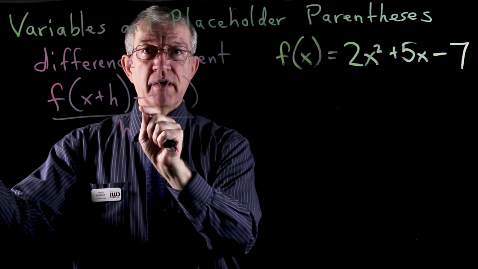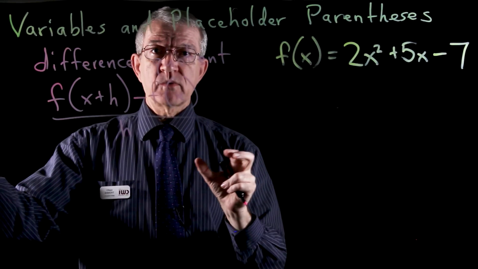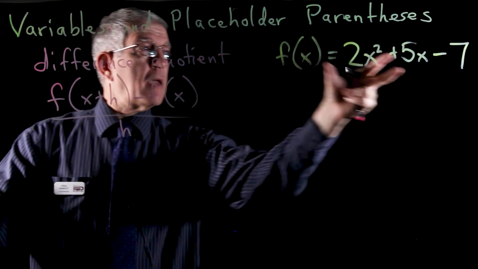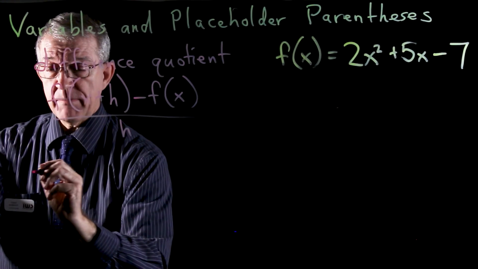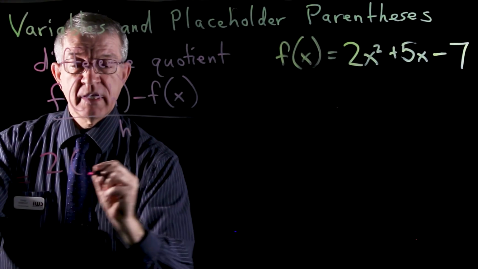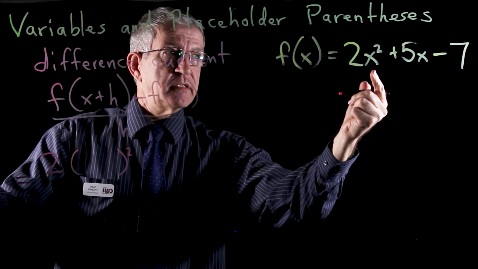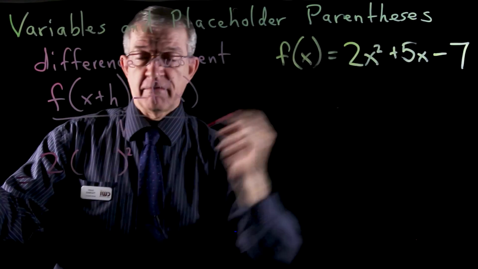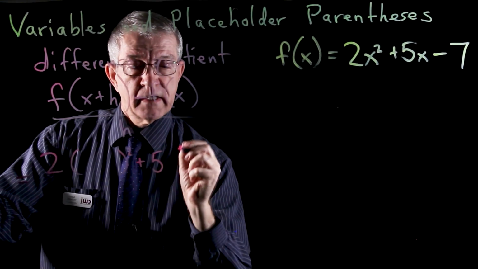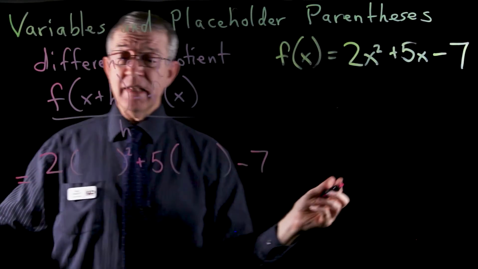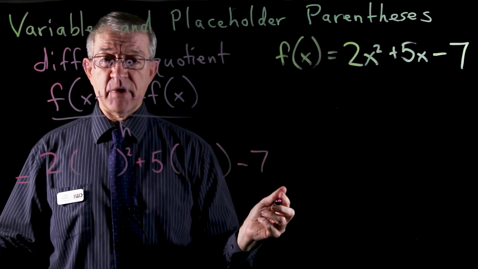The hard part there will be the minus sign, and I'll use what I call helper brackets to take care of that. But let's start with this f. I'm going to write the shape. So the shape is 2 times something squared, I'm using placeholder parentheses instead of a variable name, plus 5 times something minus 7. And again, this isn't hard. I haven't had to use any brains.